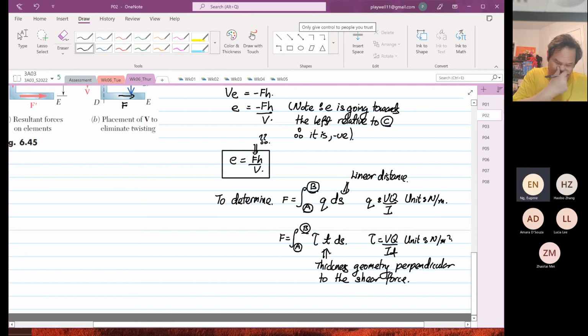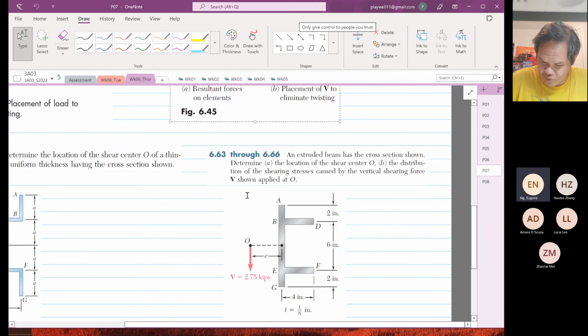Okay. Now that is enough theory. I would like to do one example, or 2 examples, to deal with this topic. As I said, this is one of the easier topics in shearing stress. So let's look at one or 2 examples.